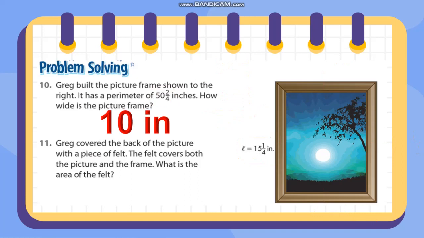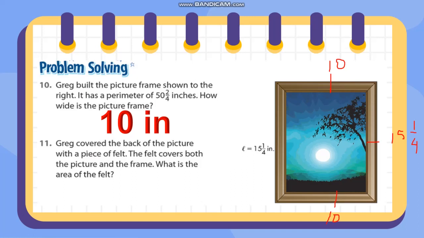Now let's continue question number 11. So we get here 10 inches. Okay, this is 15 and 1/4 and this is also 10. Now, Greg covered the back of the picture with a piece of felt. The felt covers both the picture and the frame. So what is the area of the felt?